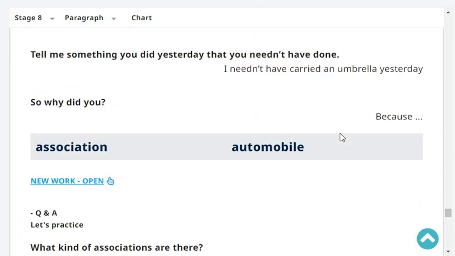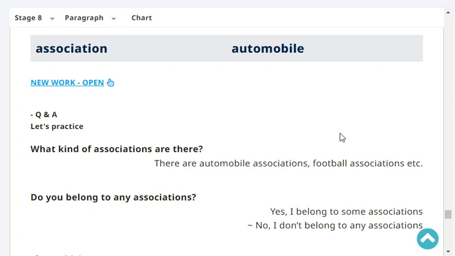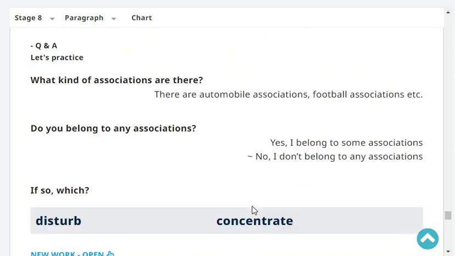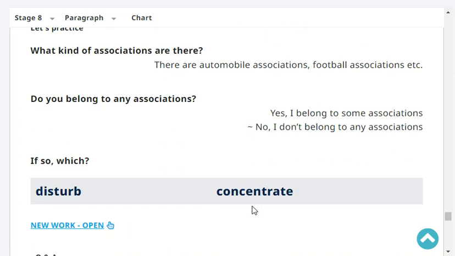Very good. Okay, next. What kind of associations are there? There are automobile associations, football associations, etc. Do you belong to any associations? Yes, I belong to some associations. Which one? Football? Swimming. Very good.